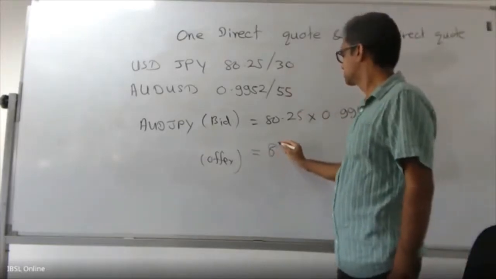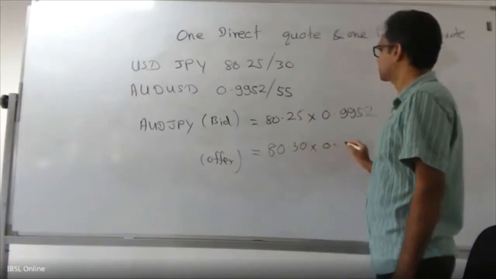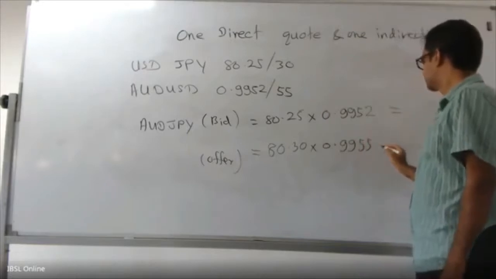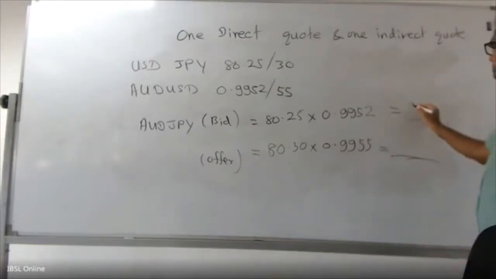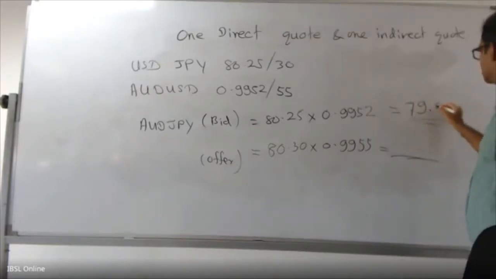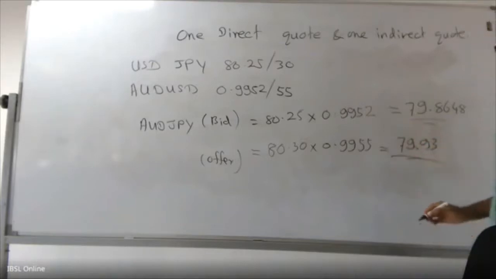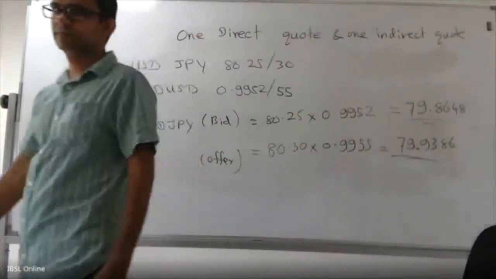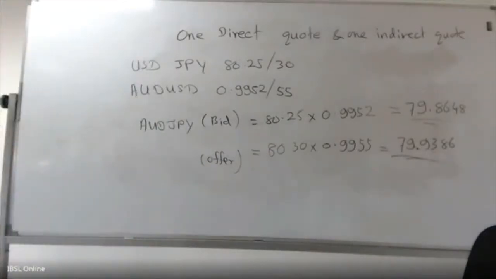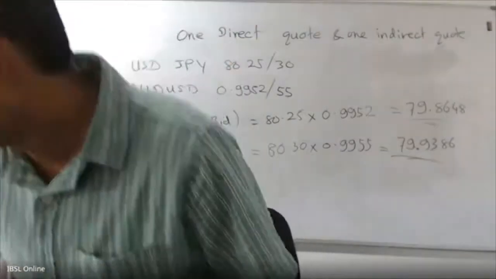Offer, 80.30 into 0.995. The results are 79.8608 and 79.9386. So still you can see the bid is lower than the offer. Okay, any question? Any question?